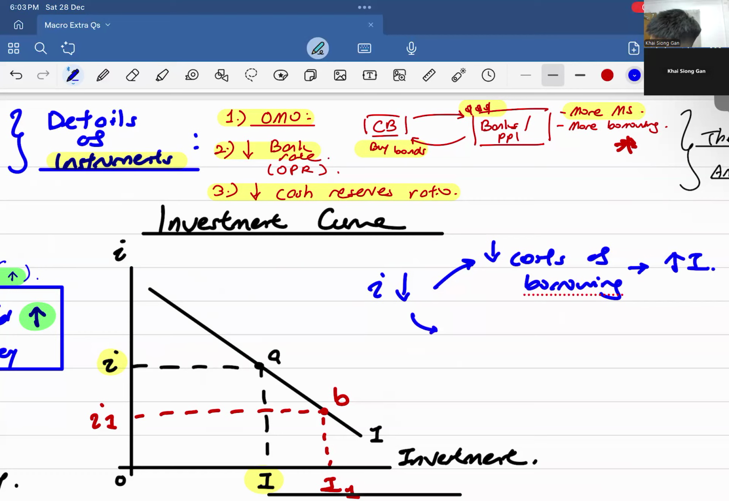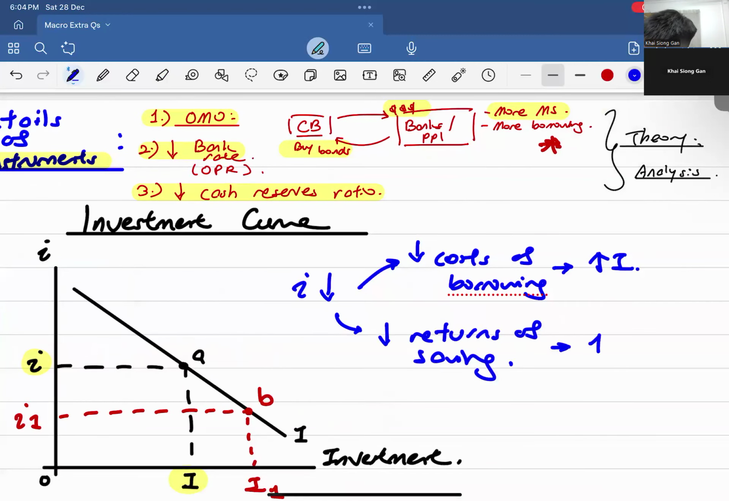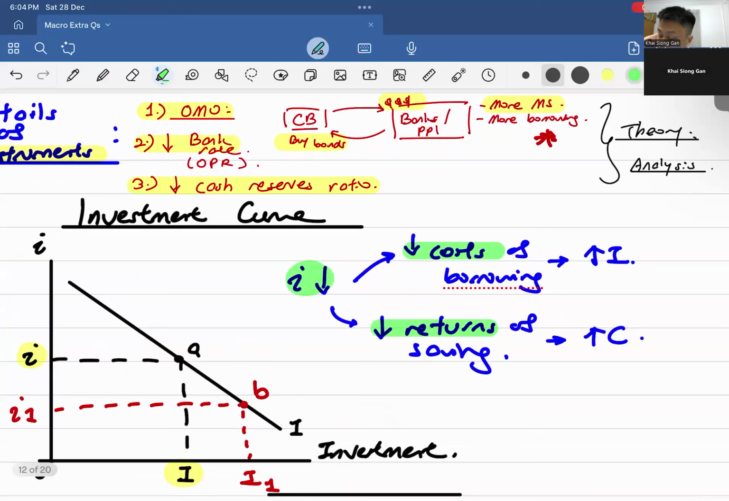And lower interest rate means lower returns on saving. So what happens is people will consume more, higher consumption, higher spending. People don't want to save money in banks because of the lower interest rate. So when the interest rate becomes lower, there is a lower cost of borrowing and lower returns on saving, so people start to spend more and invest more. That explains the higher investment.